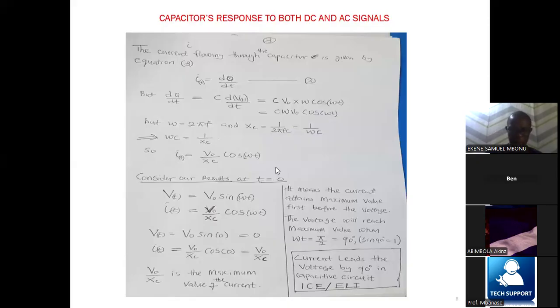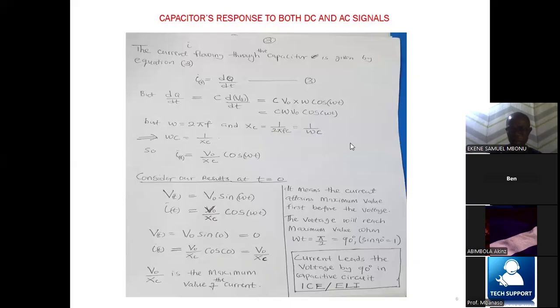Okay, sine 0 is equal to 0, and then cos 0 is equal to 1. What it means is that at 0 degree, when t is equal to 0, V(t) is equal to 0, and when t is equal to 0, the current is at the maximum value.